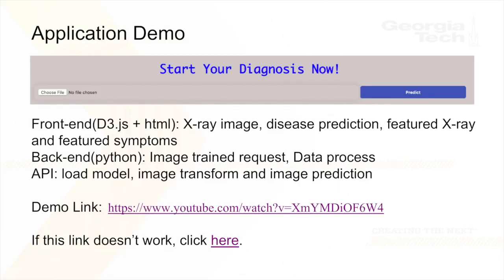So we built a web application using Flask, D3.js, and basic HTML to show our result. The backend server will take the image passed by the client and convert it to the right shape and feed it to our trained model for prediction, and send the result back to the client. To see it more intuitively, we prepared a short demo here.